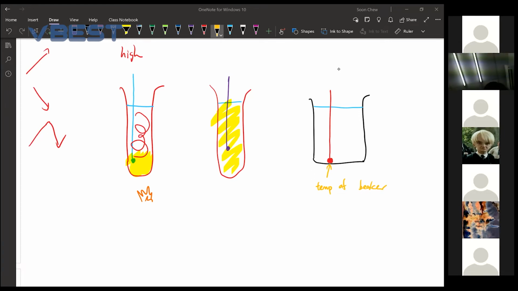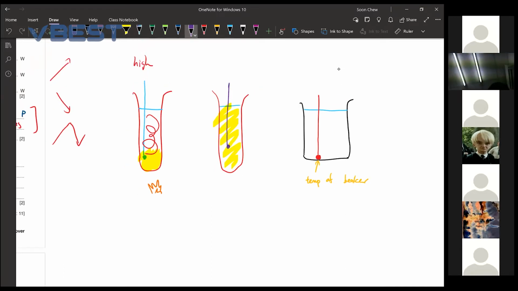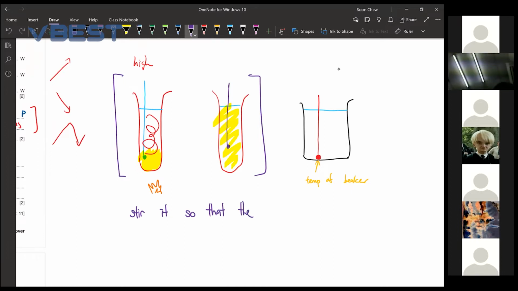Okay, and then Iveta asked me, how do we write it in words? So if we are referring to this one here, why do we want to mix the mixture? You can say that stir it so that the temperature is distributed evenly. So like that it won't concentrate on one of the regions.